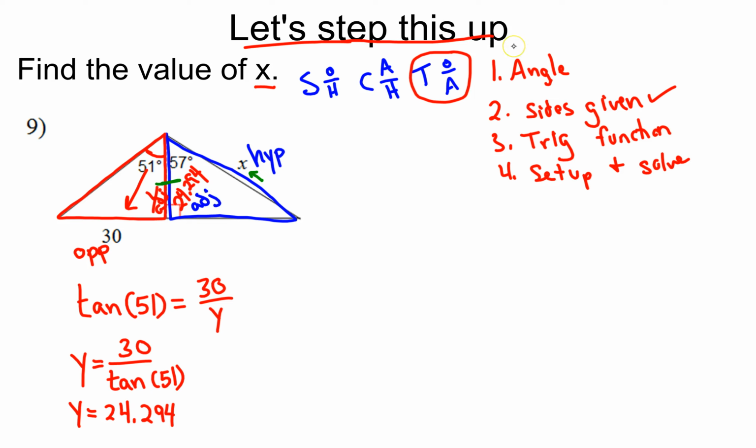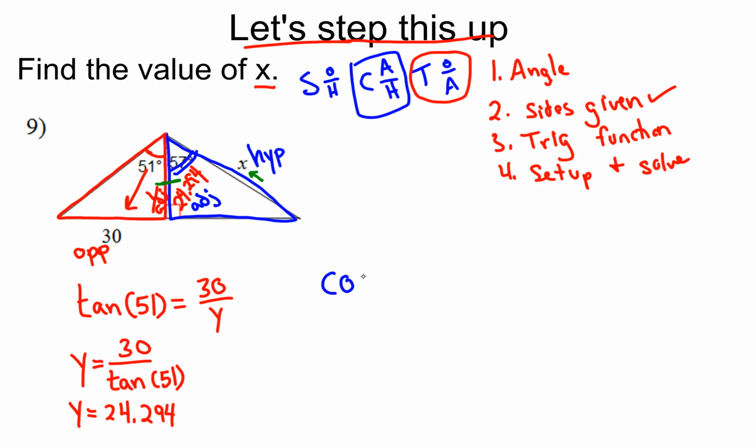So now I'm going to start my steps over again. I have my angle, it's 57. The x is the hypotenuse, that's one of my sides given. The 24.294, what we just found, is an adjacent side. That's my second side given. So I have adjacent and hypotenuse. That's enough to look at my trig functions up here. Which one's adjacent, hypotenuse? Sine doesn't work. Cosine, adjacent, and hypotenuse. So that's what I'm going to use to solve for x.